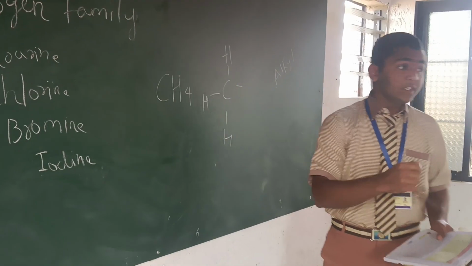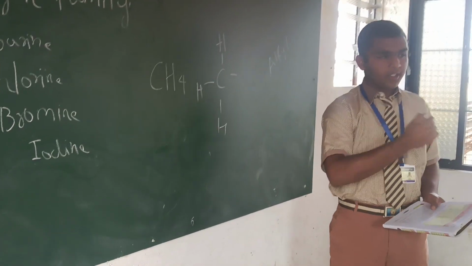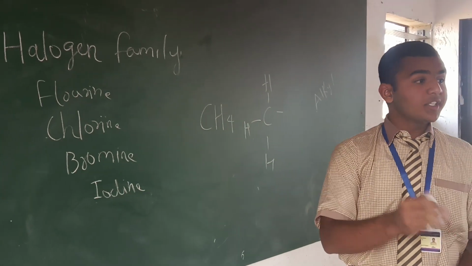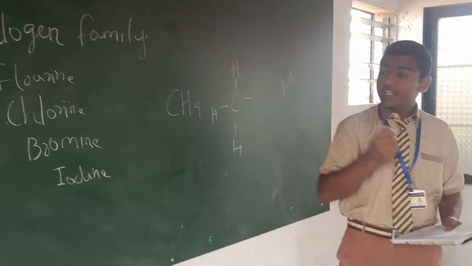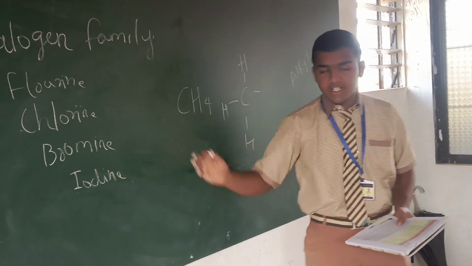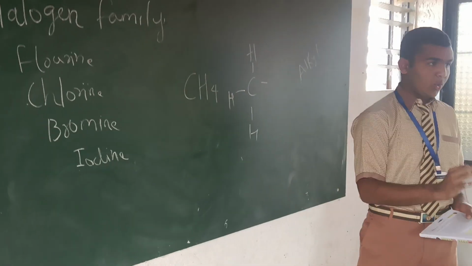And just to name the IUPAC name, it would be another topic for you. But if you are adding chlorine to it, we should name it after the compound, that is chloro. If you are adding bromine to it, we should name it bromo, and if you are adding iodine to it, it would be named as iodo.